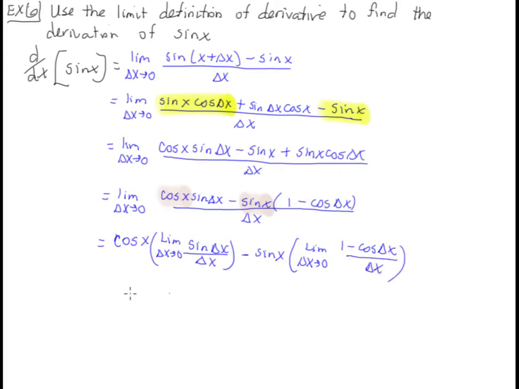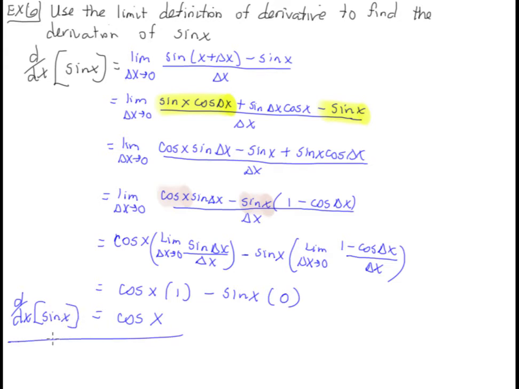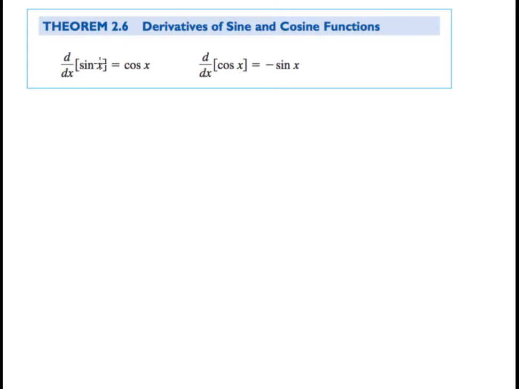Hopefully these limits are very familiar to you. Remember, the limit as a variable goes to 0 of sine of delta x over delta x is equal to 1. And remember that the cosine limit there is equal to 0. So I know the derivative of sine of x is cosine of x. You need to memorize that. Memorize, memorize, memorize. The derivative of sine of x is equal to cosine of x. The derivative of cosine is equal to negative sine of x.